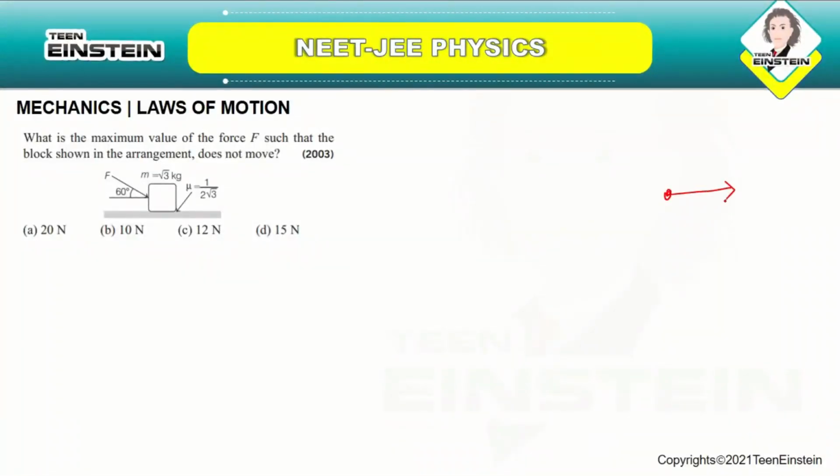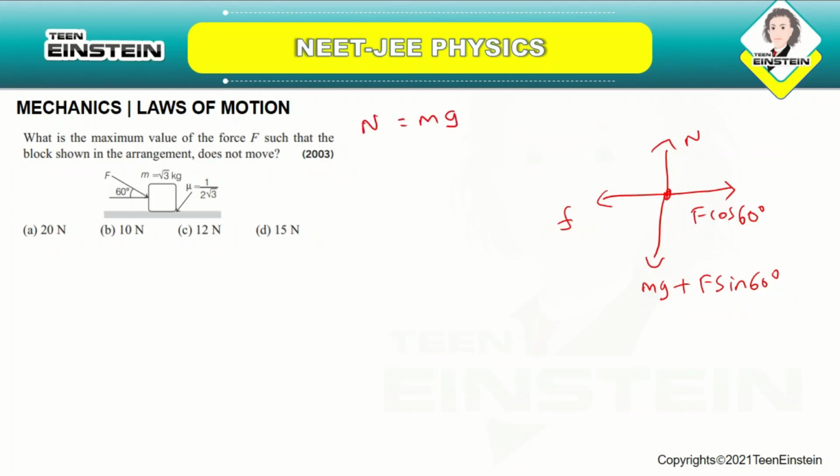Here you are having the force F cos 60 degrees, the cos component, and on this side it is mg plus F sin 60 degrees, and on this side you are having the force F. So this is the vertical force component and this one is the horizontal. For vertical equilibrium of the block, you will have N equal to mg plus F sin 60 degrees. The mass is given as root 3 kg.